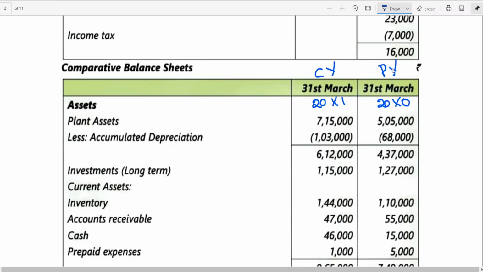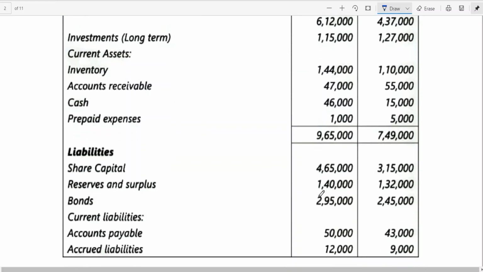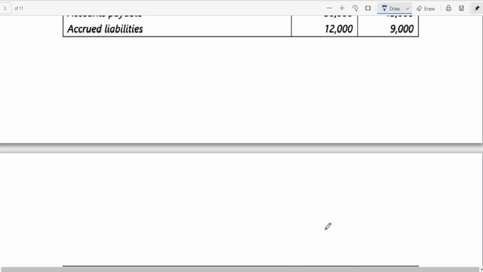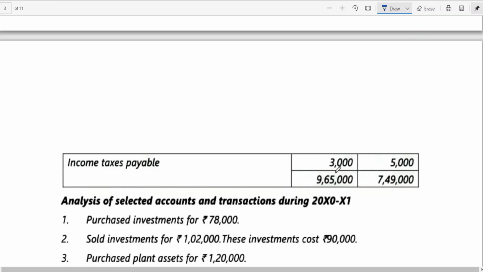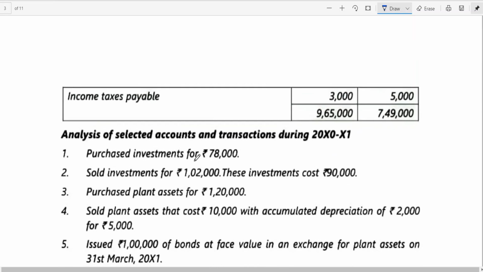Okay, so plant and asset, accumulated depreciation, investment long term, current assets, inventory, accounts receivable, cash, prepaid expenses, liabilities, share capital, reserves and surplus, bonds, current liabilities, accounts payable, accrued liabilities, income tax payable. This is the current year, this is the previous year, this is the previous year outstanding. Analysis of selected accounts and transactions.